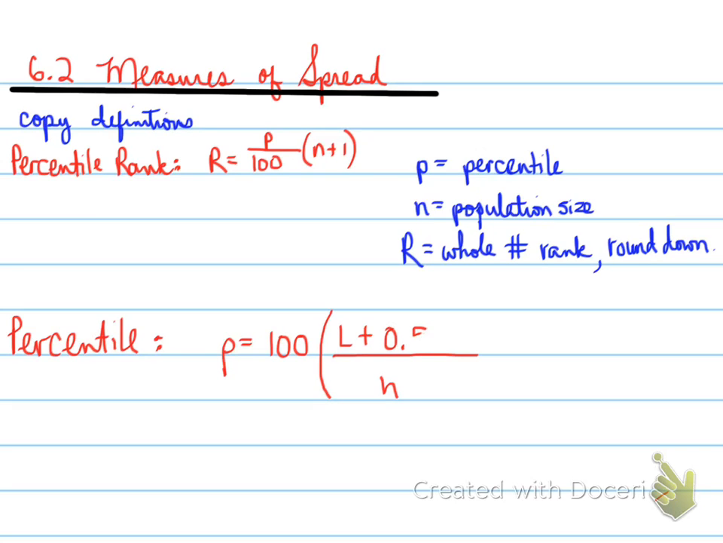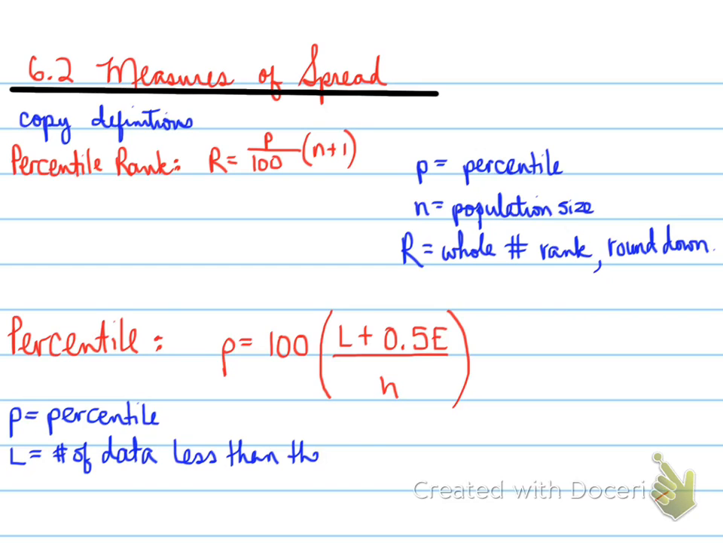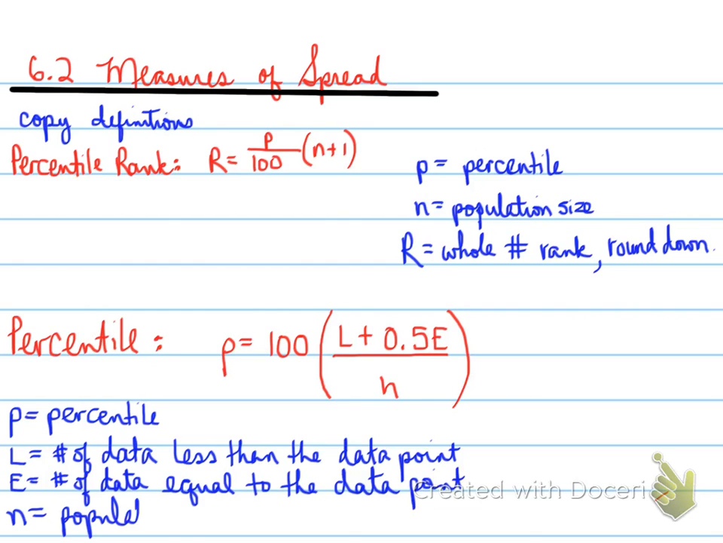So percentile is calculated by taking 100 times the L plus 0.5 times E all over N. Where P represents the percentile, L represents the number of data less than the data point, E represents the number of data equal to the data point, and N is the population size. So L is the number of data less than the data point plus half of E, E being the number of data equal to the data point, divided by the total population size.